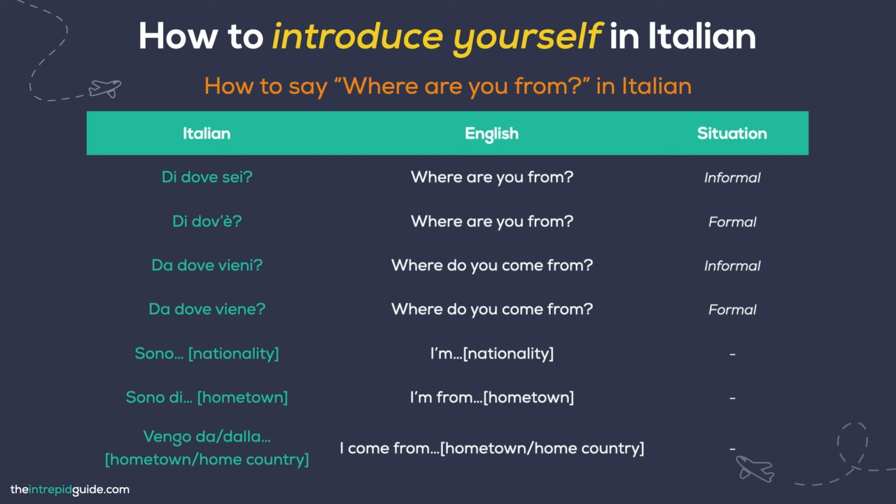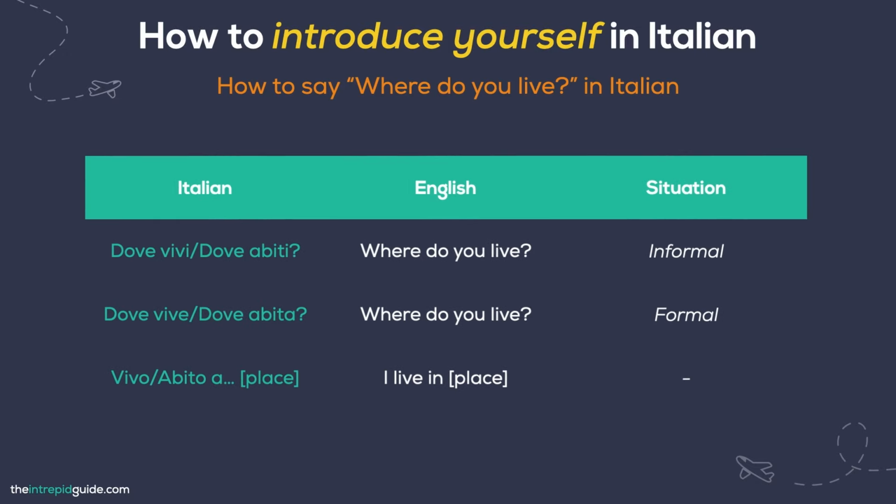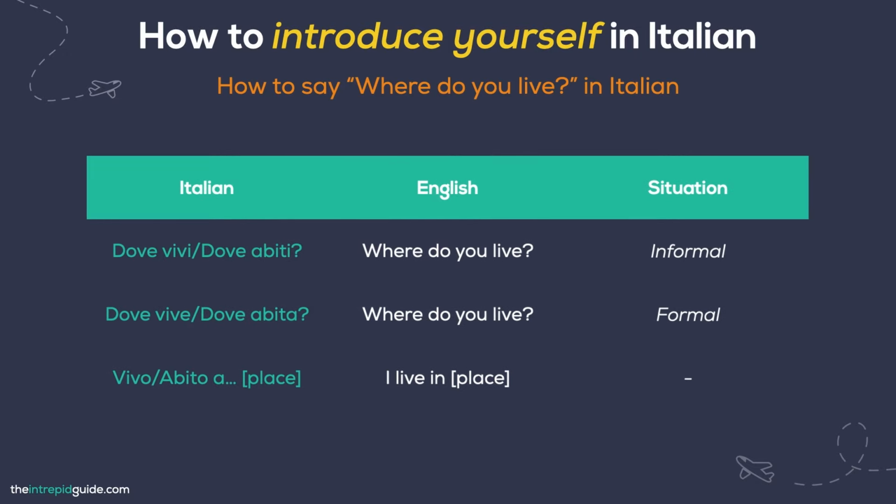Sono di. I'm from, followed by your hometown. Vengo da. Dalla. I'm from, followed by your hometown or home country. Similarly, if they're not originally from their current location, you can delve deeper by asking about their hometown with these questions. Dove vivi? Dove abiti?